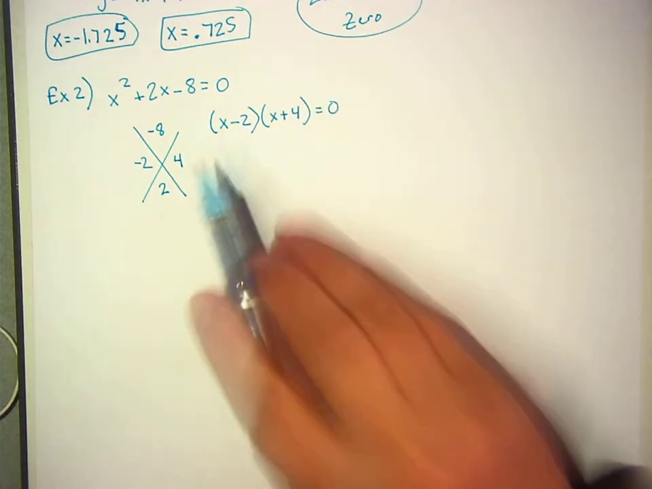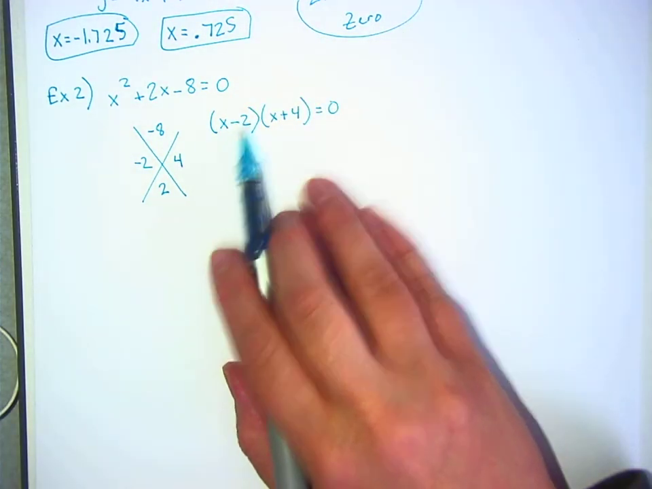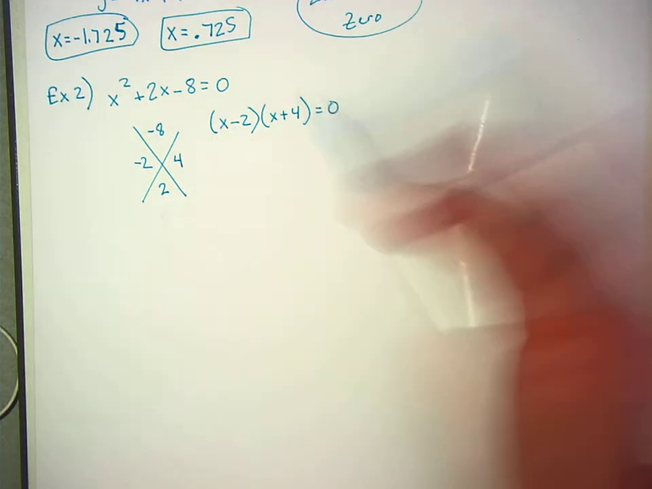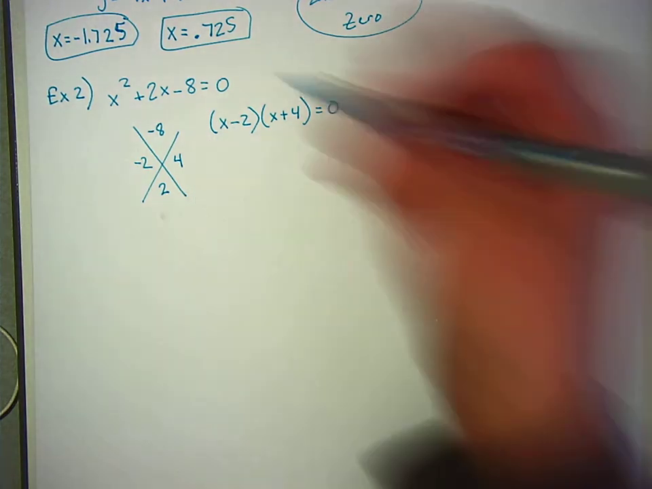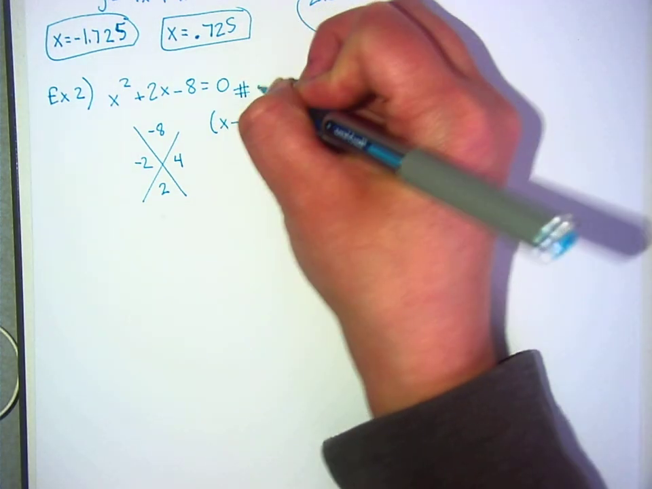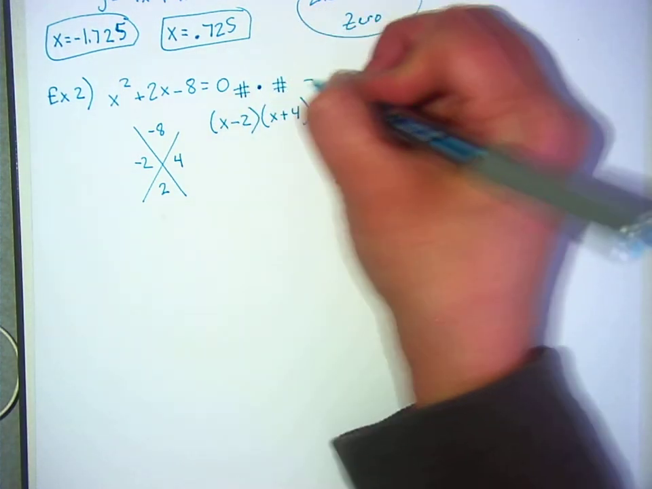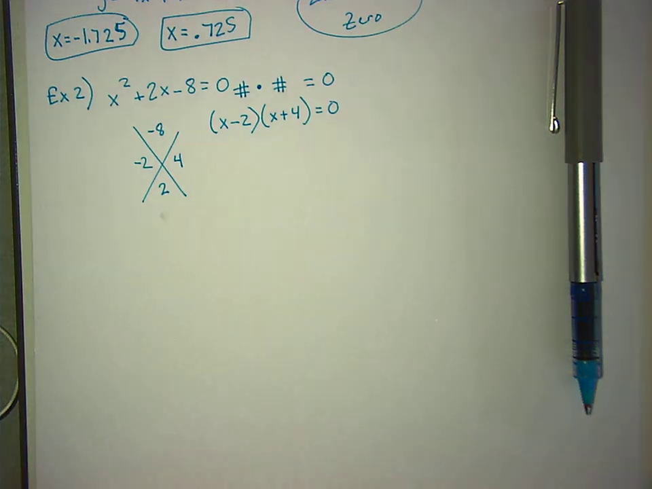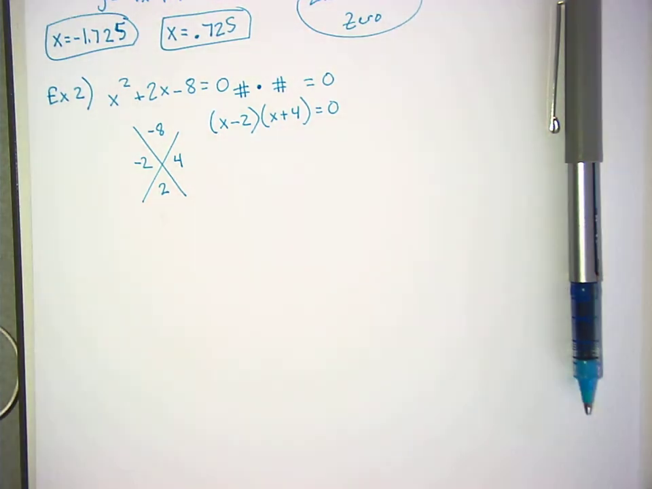Okay, do you guys understand that if I plugged in an x right now, this would just be a number inside the parentheses, right? Like if it was 5, it'd be 5 minus 2, which is 3. It'd just be a number. So this is a number times a number equals 0. If you have two numbers and you multiply them with each other and you get 0, what do you know about those numbers? One of them's 0. One or both of them are 0, right?